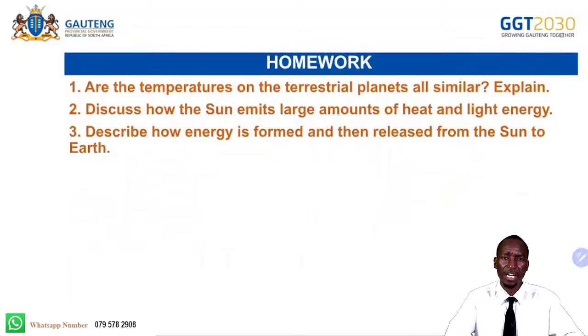With that being said, we come to the homework of the day. We are going to do this homework, submit it when you come for our next lesson. Let us look at the homework questions as you copy them. Number 1, it says, are the temperatures on the terrestrial planets all similar? We have to explain. Number 2, discuss how the sun emits large amounts of heat and light energy. Then finally, describe how the energy is formed and then released from the sun to the earth. Those are the homework questions.